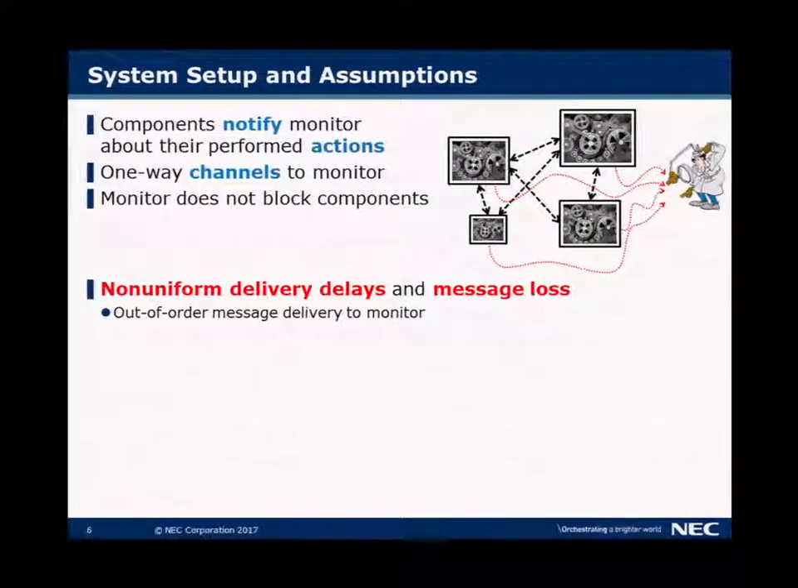So there can be non-uniform message delays. When a component sends a message informing the monitor, it might be received at any time by the monitor. There could also be, in the limit, message loss, so a message is never received by the monitor.